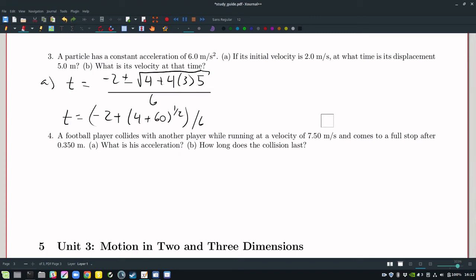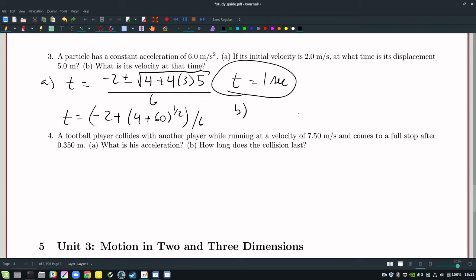So what's in the square root here is 64. The square root of that is 8. Minus 2 is 6. Divided by 6, we have t equals 1 second. So after 1 second, the system has traveled 5 meters.